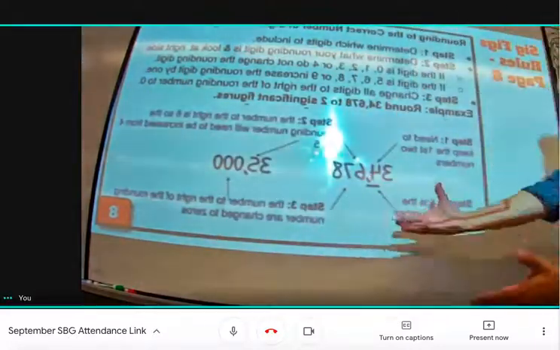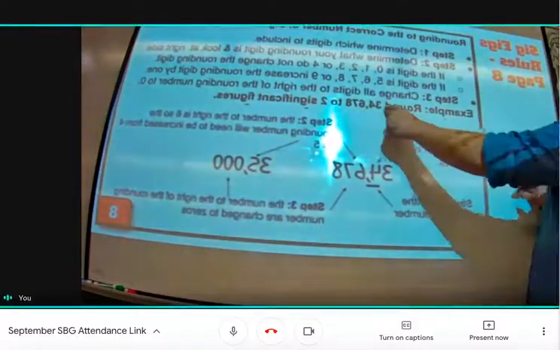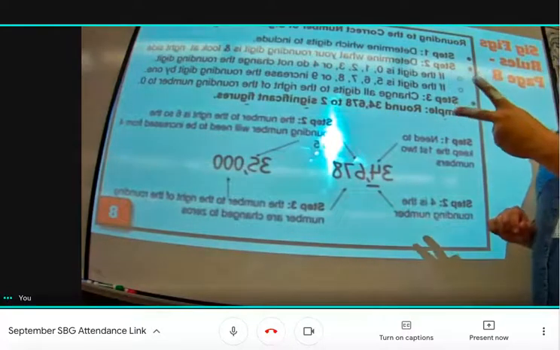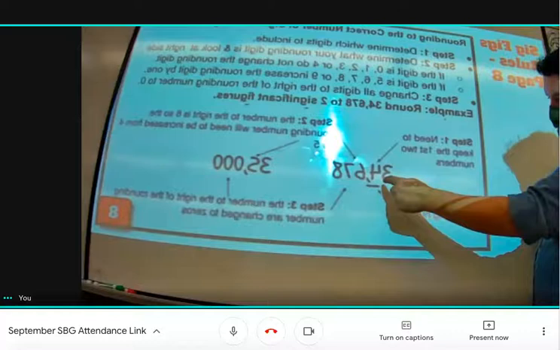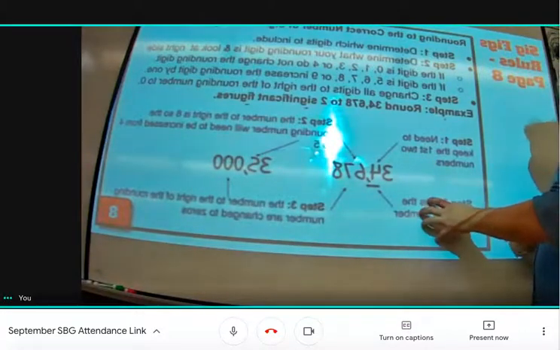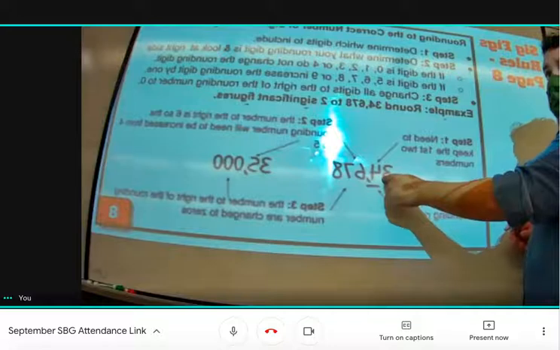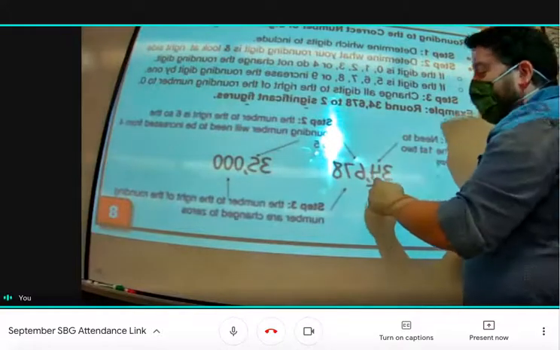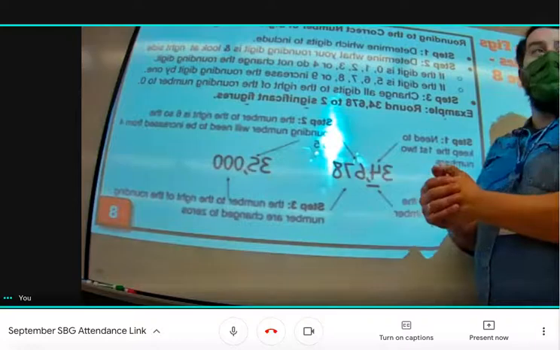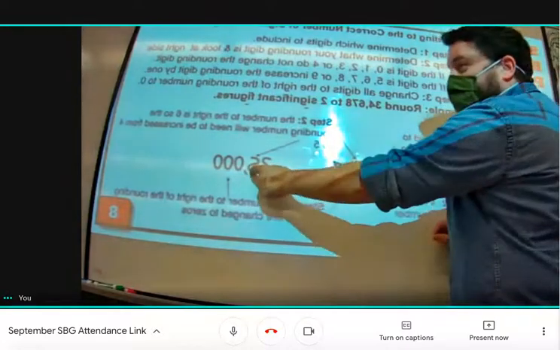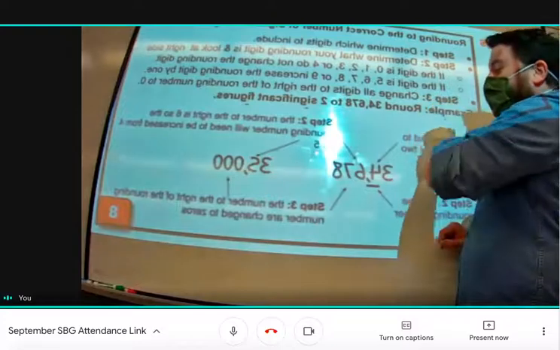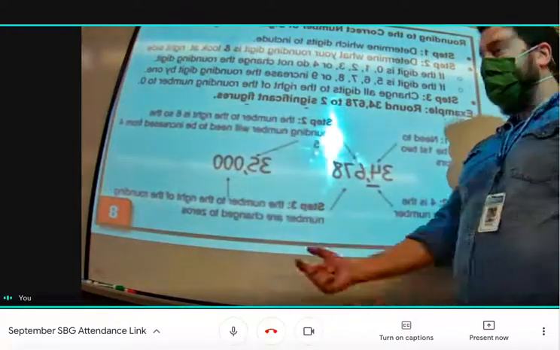So here's an example. We want to round this number, 34,678, to 2 significant figures. So we find the second digit. It's the 4. Right? So that's our rounding number. We need to keep those 2. We look to the right of the 4. There's a 6. Right? So that means round the 4 up. So the 4 becomes a 5. So we keep the 3, change the 4 to a 5, and then every digit after that we have to change to zeros.